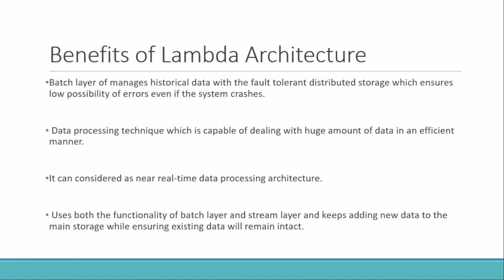Now let's talk about some of the benefits of Lambda architecture. The batch layer is responsible for managing the historical data with fault-tolerant and distributed storage, and it has to ensure the lowest possibility of errors even if the system crashes. The batch layer consists of the master data set, an immutable, append-only set of raw data that could be stored in NoSQL databases or batch-based storage, which ensures the lowest possibility of errors even if the system crashes.